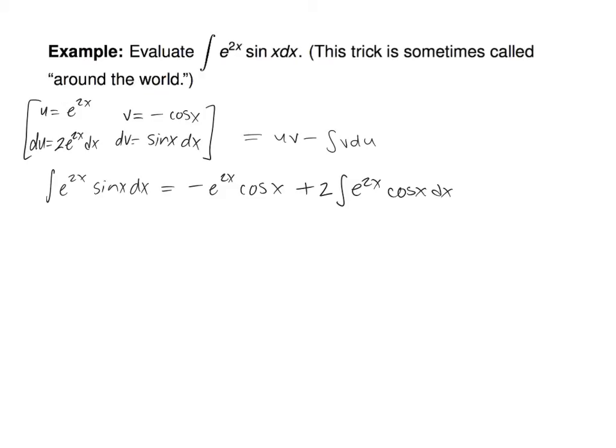And you say, well, whatever. So what would be your next guess? Do it again. Yeah, why not? Okay, so if you chose the e to the stuff to be the u in your first iteration, choose the same pattern in your second iteration, okay? So my u is going to be e to the 2x again. My du is 2e to the 2x dx. The dv is cosine x dx. V is equal to regular sine, right?